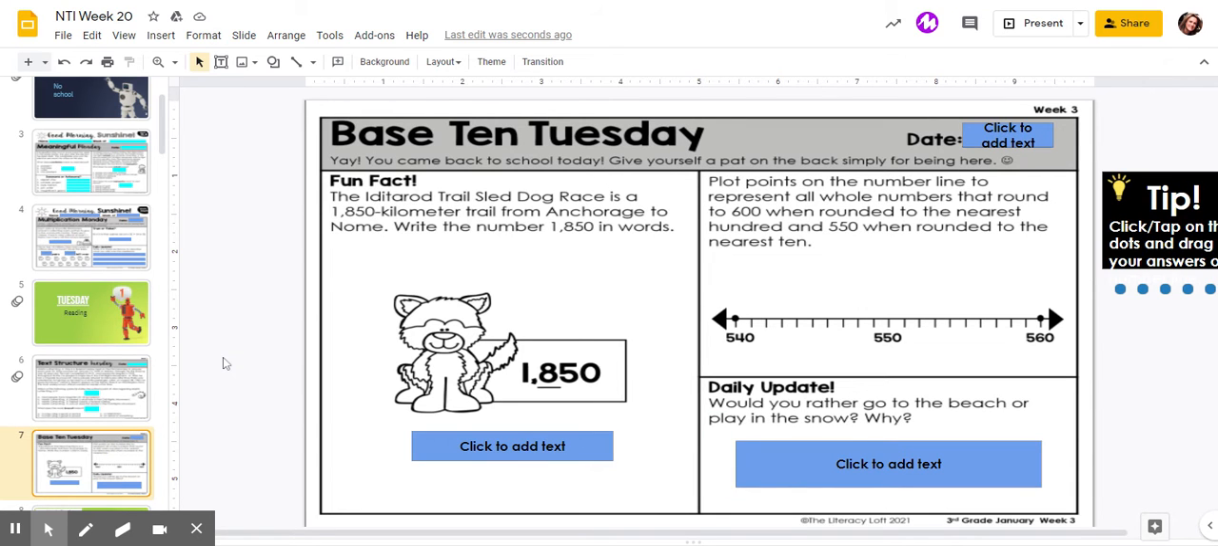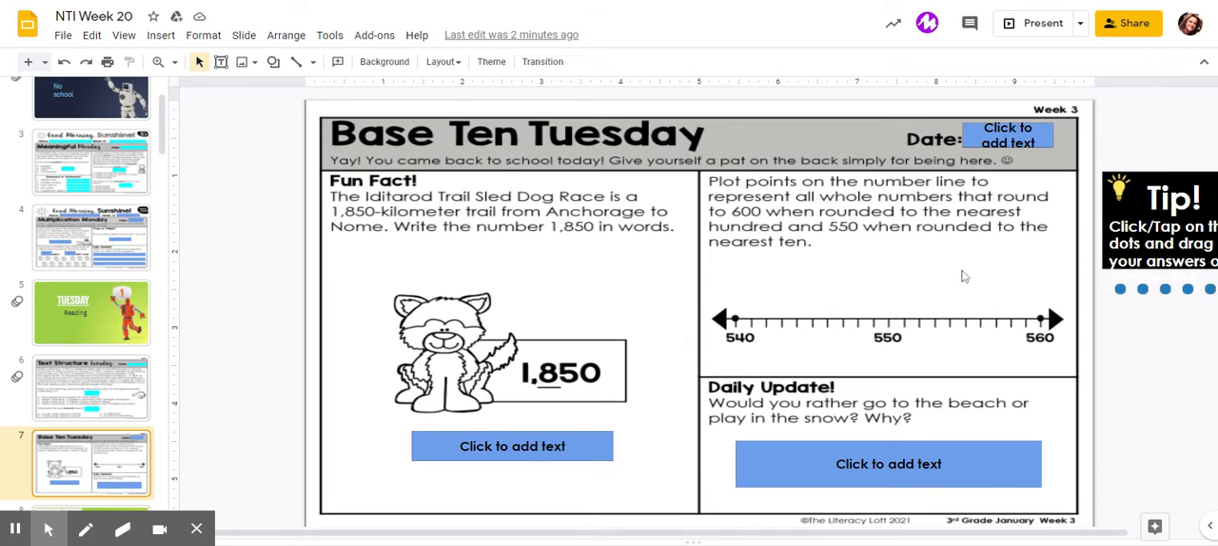For Base 10 Tuesday, you are going to be putting the number in word form. So exactly how you would say the number is how you write the number. Then for the line plot over here, or I guess it's just a number line with points on it, you are going to plot points on the number line to represent all whole numbers that round to 600 when rounded to the nearest 100, and 550 when rounded to the nearest 10.